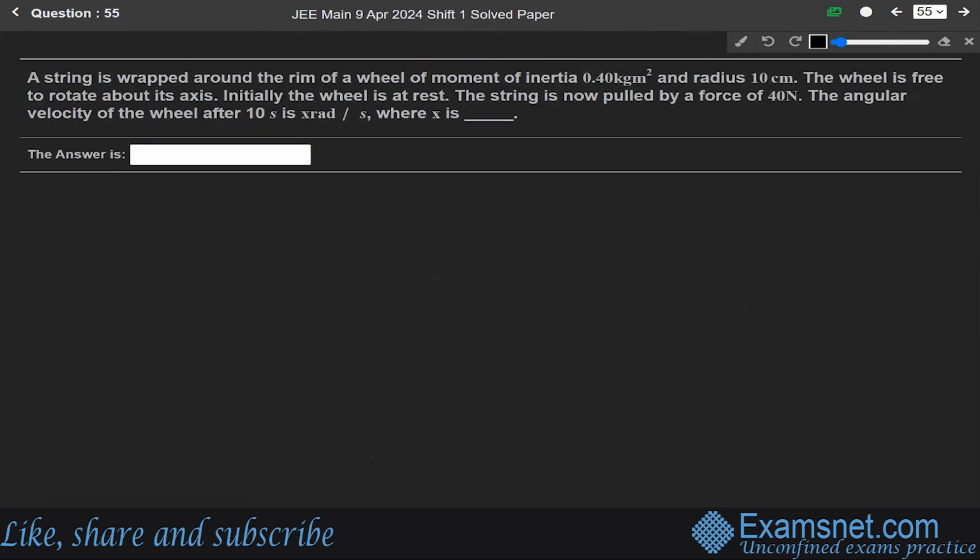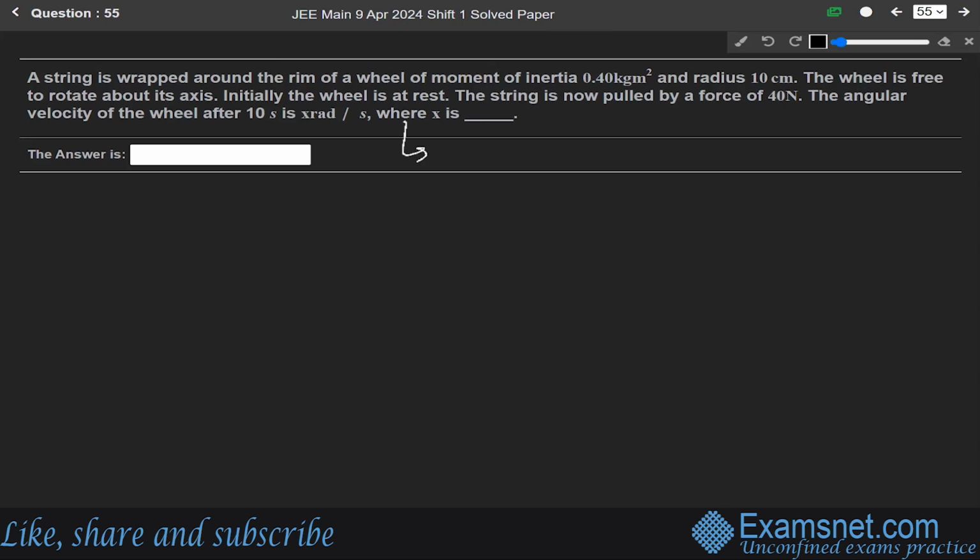Now next question 55. A string is wrapped around the rim of a wheel of moment of inertia 0.40 kg meter square and radius 10 centimeter. The wheel is free to rotate about its axis. Initially the wheel is at rest. The string is now pulled by a force of 40 Newton. The angular velocity of the wheel after 10 seconds is x radian per second. So we have to find the value of x.